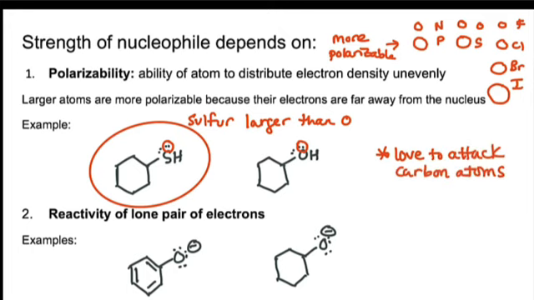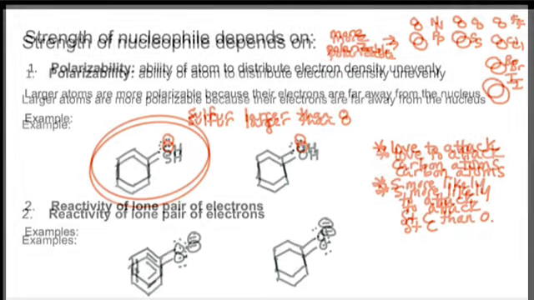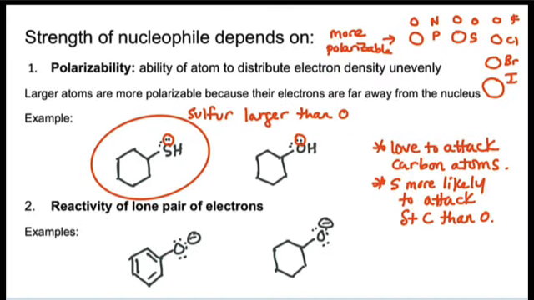And so this sulfur is more likely to attack a carbon atom than the oxygen. And not just any carbon atom, but a partially positive carbon atom. All right. And the other factor that goes into the strength of a nucleophile is how available are the electrons for donation.